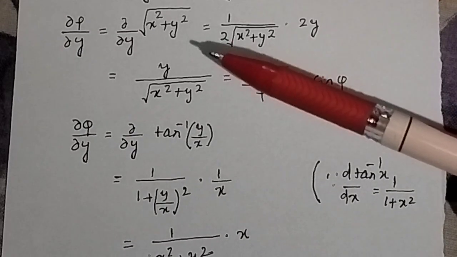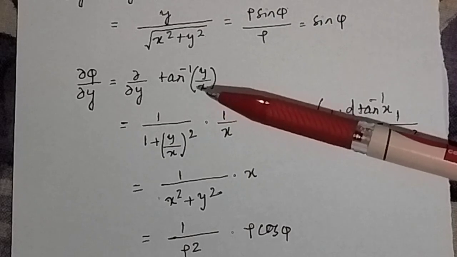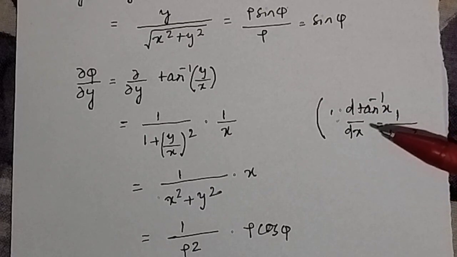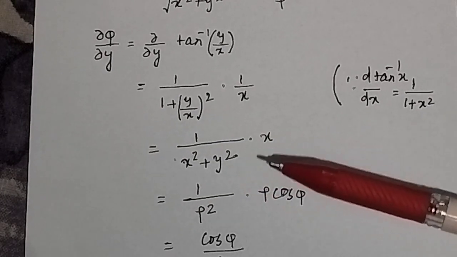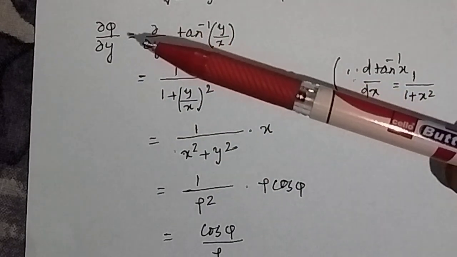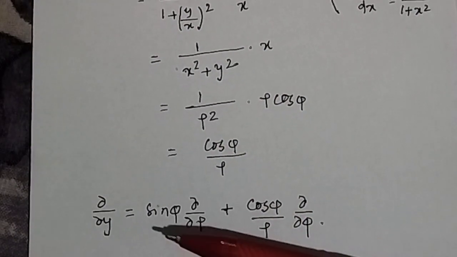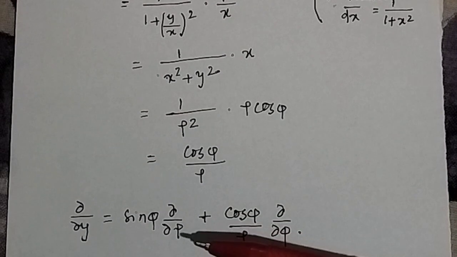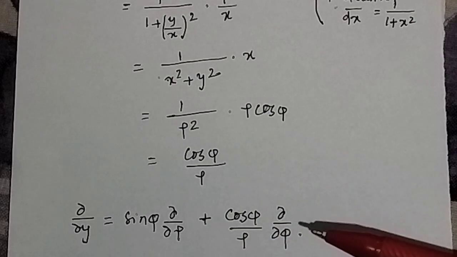So you simply apply the derivative rule here. Similarly, if you calculate the derivative of phi with respect to y, phi is equal to tan inverse y by x from geometry I have shown you, and you apply the same derivative formula of tan inverse x here, and you substitute the value of x square plus y square, and the value of x, that is rho cos phi. The partial derivative of phi with respect to y will be equal to cos phi divided by rho. So the partial derivative with respect to y will be equal to sin phi times the partial derivative with respect to rho, plus cos phi by rho times the partial derivative with respect to phi.